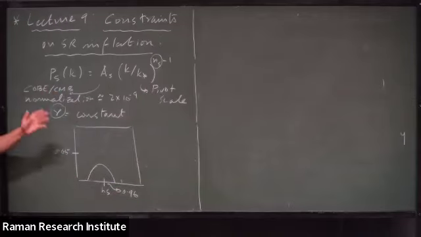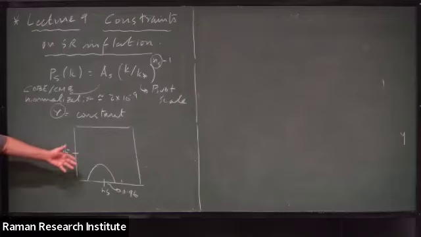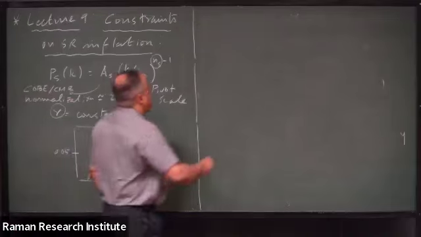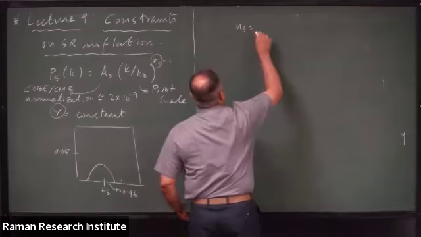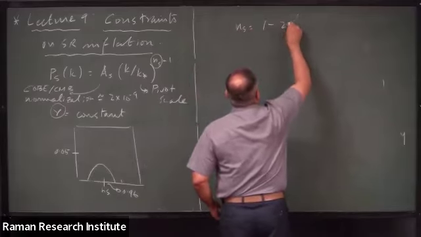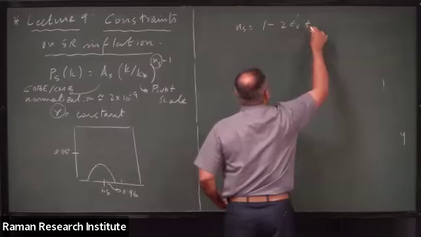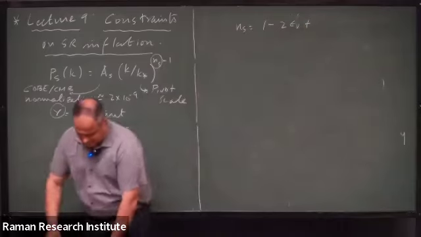So the question is, where does your inflationary model lie in this plane? Okay, so what do we have? You have NS is equal to, can you tell me, it was 2 epsilon_V plus 6 eta_V, is it?